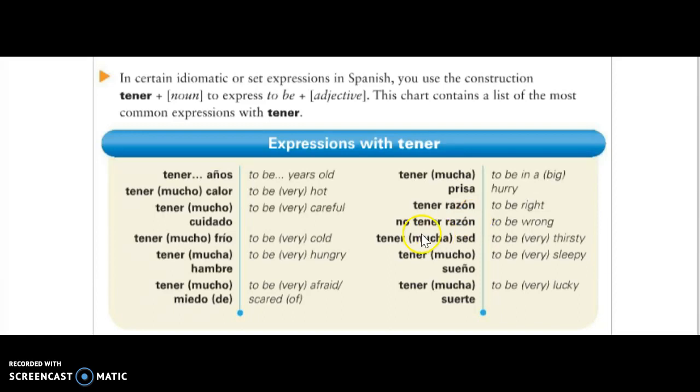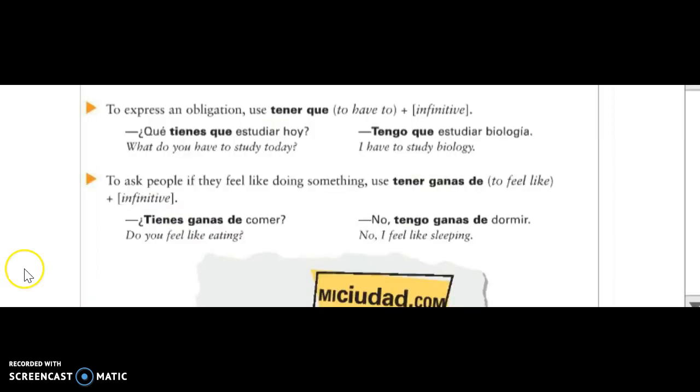Tener razón, no tener razón. Tener mucha sed. Tener mucho sueño. Tener mucha suerte. And sueño also means dream. So you in the past have probably said, estoy cansada. So that also makes sense, but if you'd like to say something that translates closer to "I am sleepy," then you would use, tengo mucho sueño. I'm very sleepy.